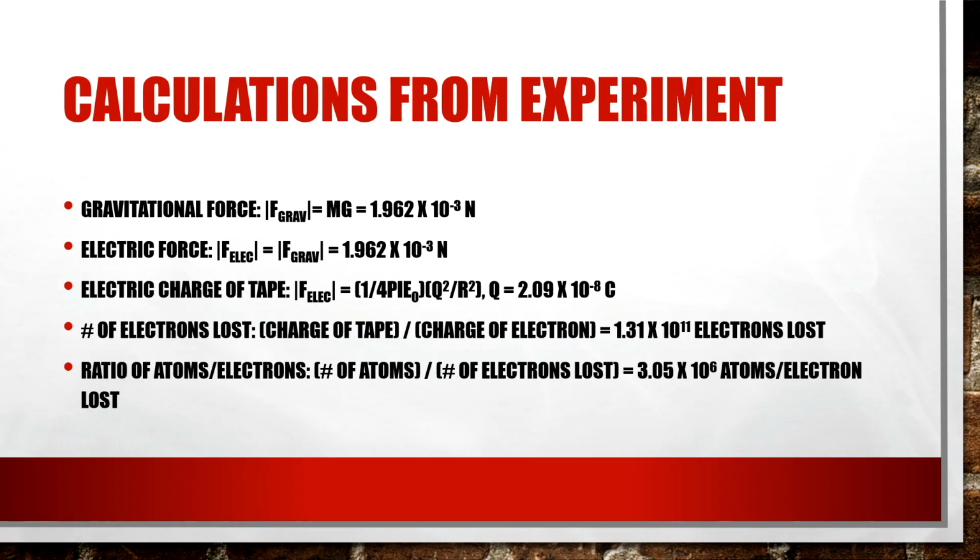The same gravitational and electric forces calculated experimentally last week apply this week, with the force of gravity being equal to 1.962 times 10 to the minus 3 newtons pointing towards Earth, while the electric force is of equal magnitude but pointing in the opposite direction. In this way, the charge of the tape was determined experimentally to be 2.09 times 10 to the minus 8 coulombs.